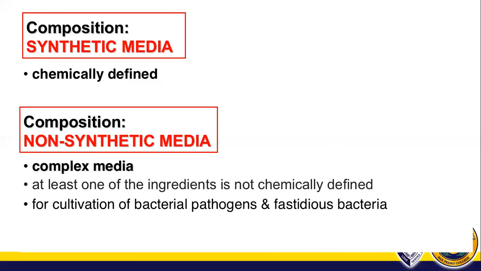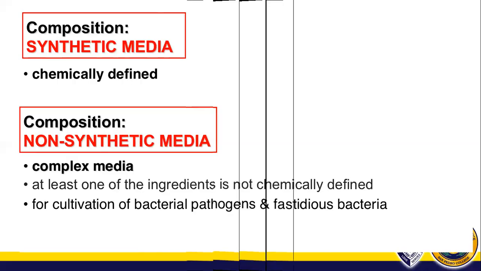Okay, so usually these are culture media that may contain blood or milk or yeast or beef extracts or heart blood components or heart meat components, no broth. Okay, so those are examples of non-synthetic media. But again, these are quite useful for cultivating pathogens as well as fastidious bacteria.